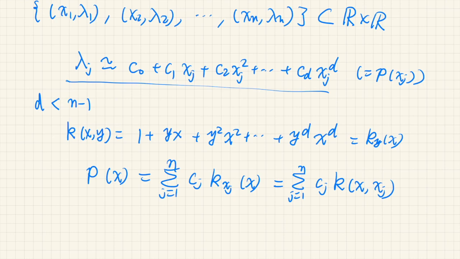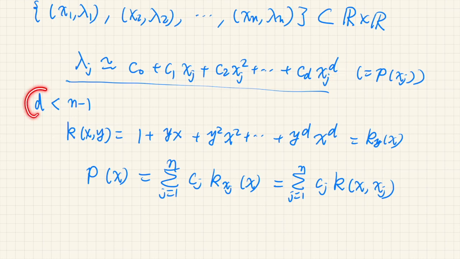Alright, in this video we study an application of the kernel method to the polynomial regression problem. So we are given a set of data points which are pairs of real numbers, x and lambda. And what we want to do is to approximate the value of lambda by some polynomial of x of degree at most d.